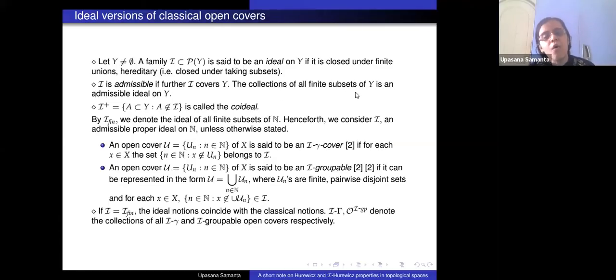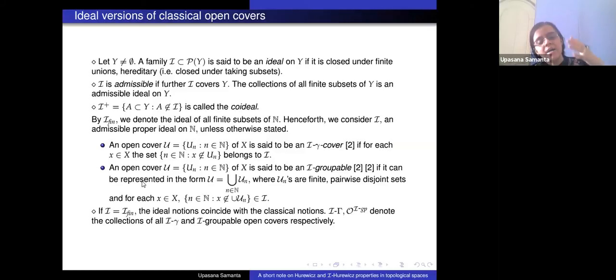The collection of all finite subsets of Y is an example of an admissible ideal on Y. Now, by I_fin, we denote the ideal of all finite subsets of Y, and henceforth we consider I an admissible proper ideal on N unless otherwise stated.